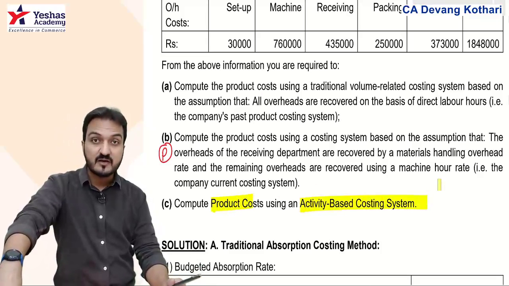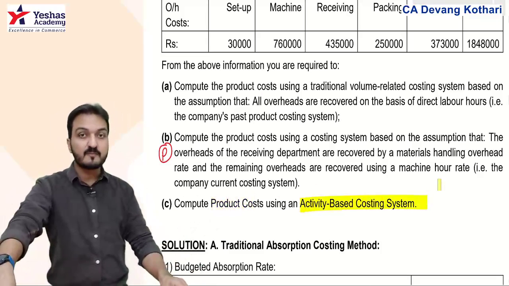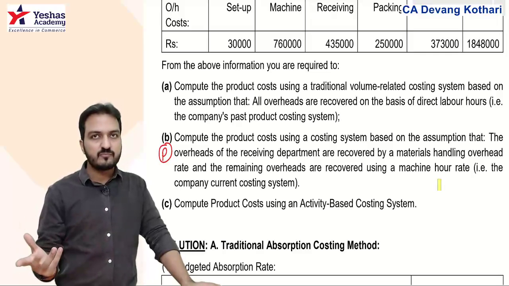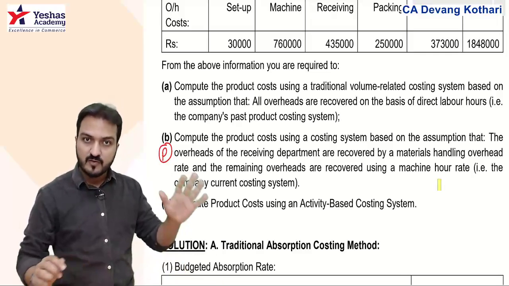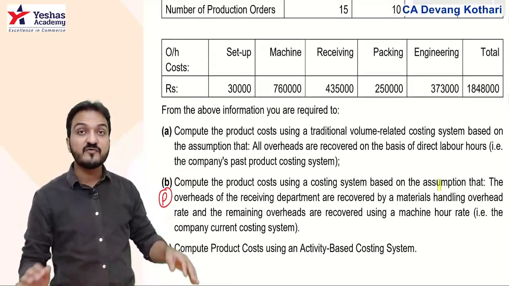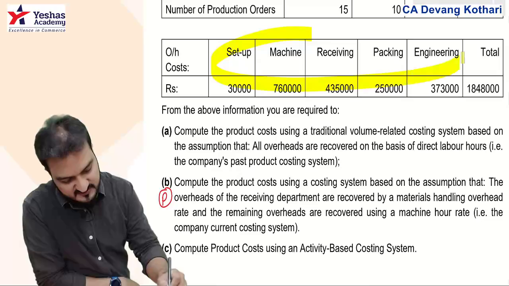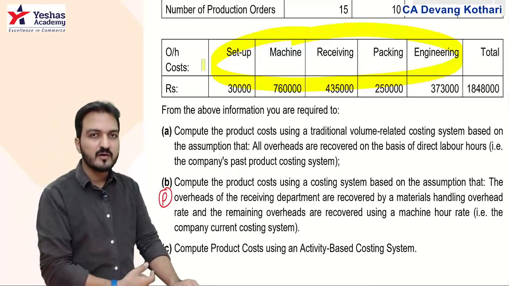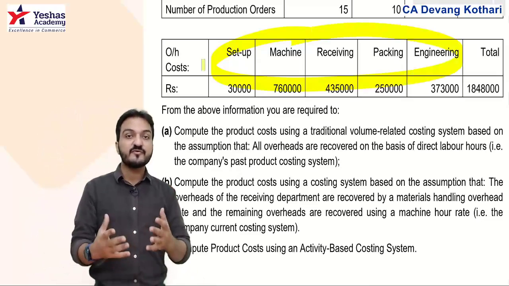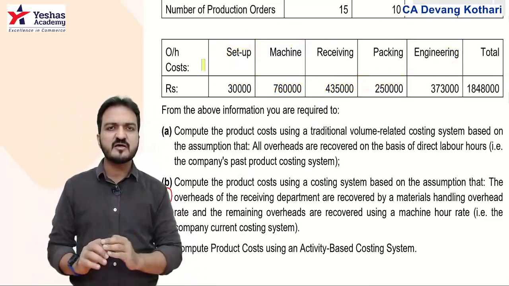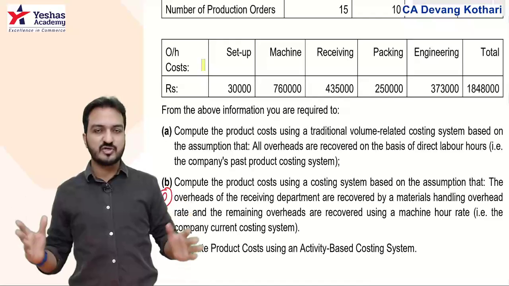What will be the difference there? Well, activity based costing means you will make a separate absorption rate for each activity. How many activities in my company? 5 activities: setup activity, machining, receiving, packaging and engineering. These 5 activities. But you remember that the main crux of the activity based costing method is that you need to consider a separate base for each such activity.